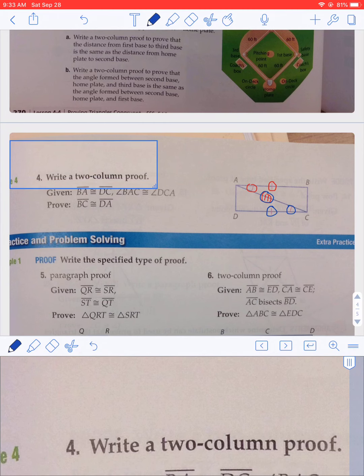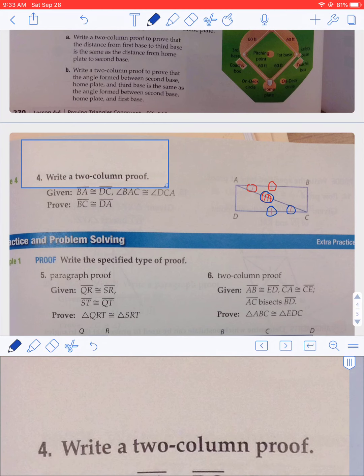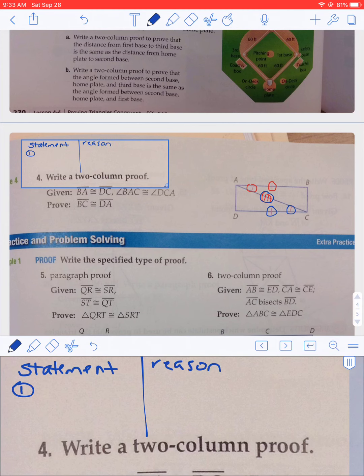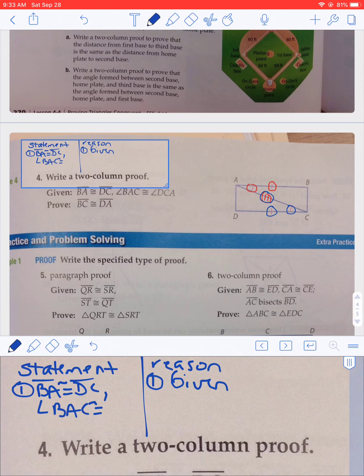So let's start. I'm going to begin my proof up here, all right? And as you know, we always begin by labeling our two columns, statement and reason, and we always put our given first, and that's always our reason, okay? And our given is BA is congruent to DC, angle BAC is congruent to angle DCA. And I'm going to clean up that one angle I made. So that's just the given. So we're going to get started.